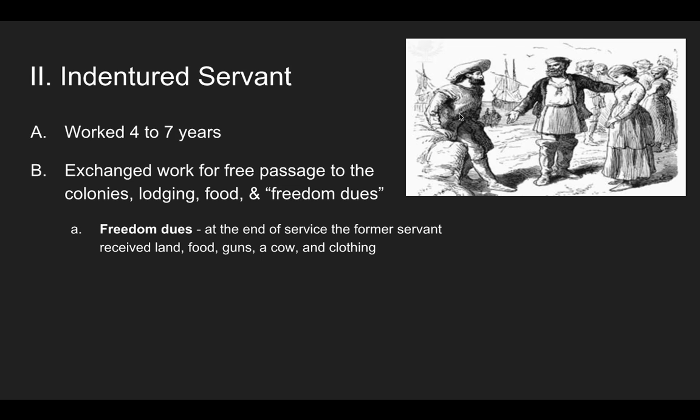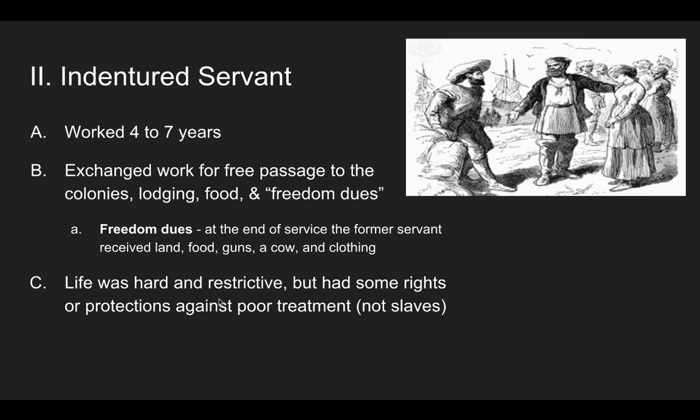So freedom dues is at the end of the service, the former servant received land, food, guns, a cow, and clothing, and this is so they could start their life. So really, for 4 to 7 years, they were just a laborer who was unpaid. And then at the end of their service, they received these freedom dues. But all along, they were getting lodging and food.